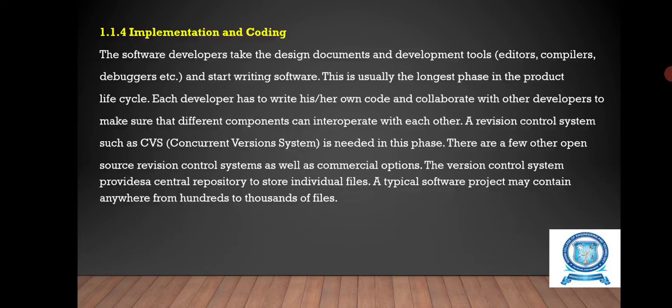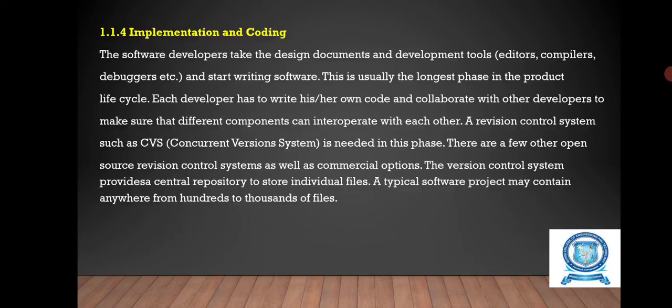The next one is implementation and coding. The software developers take the design documents and development tools, that is the editors, compilers, debuggers, etc., and start writing the software. This is usually the longest phase in the product cycle, that is the life cycle, and each developer has to write his or her own code and collaborate with the other developers to make sure that the different components can interoperate with each other.